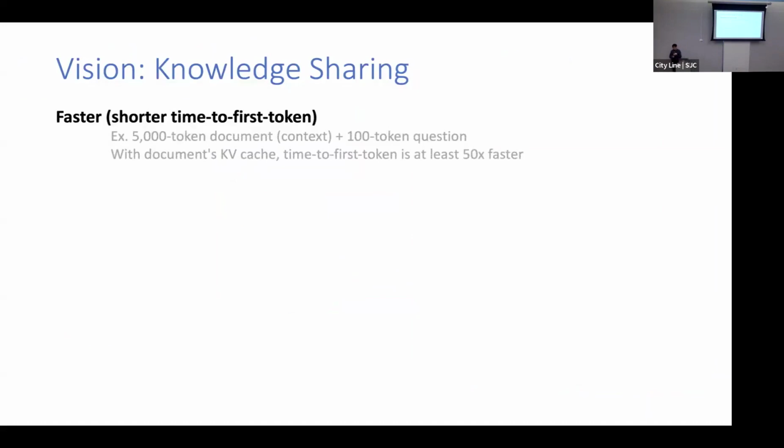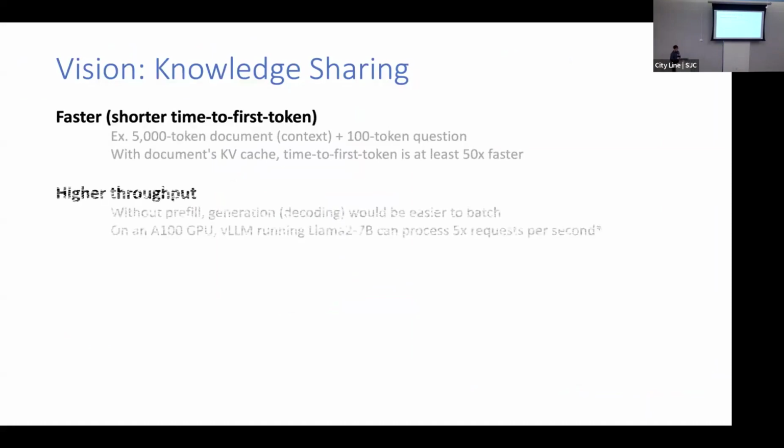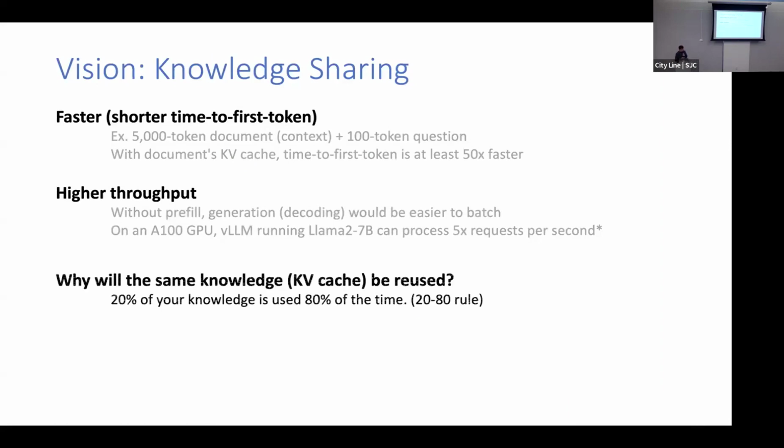So going back to this vision, it's not going to be just making things faster. It's also making the throughput higher, because the prefill phase takes a lot of resources, not just kernels, but also GPU memory. Now, this is all very promising, but you may wonder, first of all, why there is knowledge that can be shared across different users. One reason is this 20-80 rule. It is well known that 20% of your knowledge will be used 80% of the time. We hypothesize that 20% of the context will be used by 80% of the language model queries.